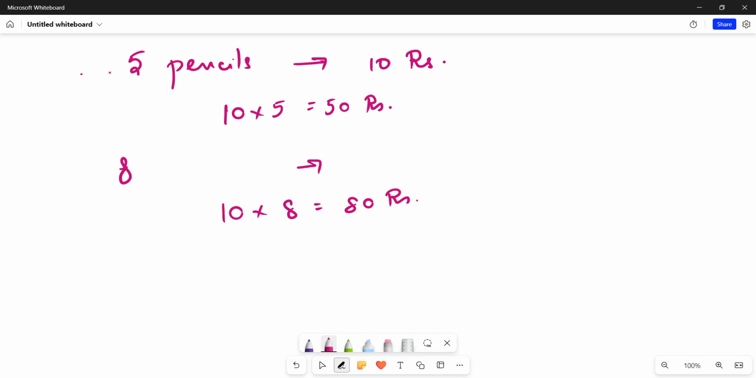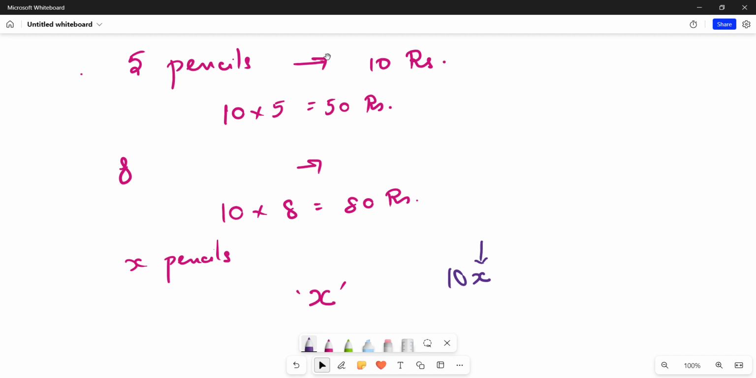Now, suppose a person wants to buy X pencils. We can arrive at an expression for any person who wants to buy any number of pencils, and call that X. Now, X is a variable here because it varies according to the number of pencils the person wants to buy. So, let's call that number of pencils X. What would be the cost incurred to this particular person? 10 into X. The cost depends on the number of pencils he wants to buy. So, X is called the variable here.